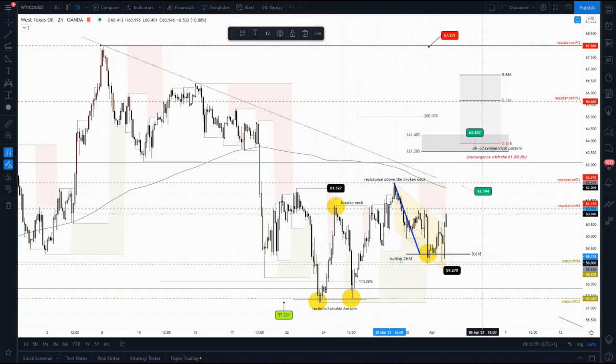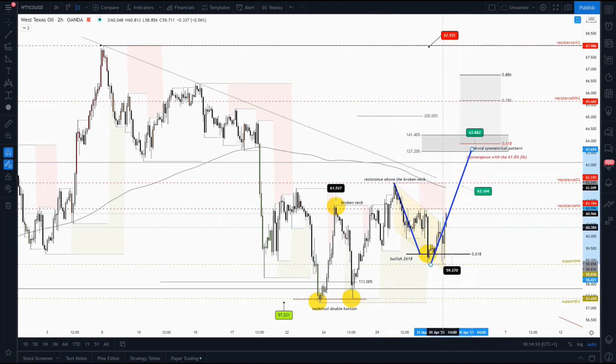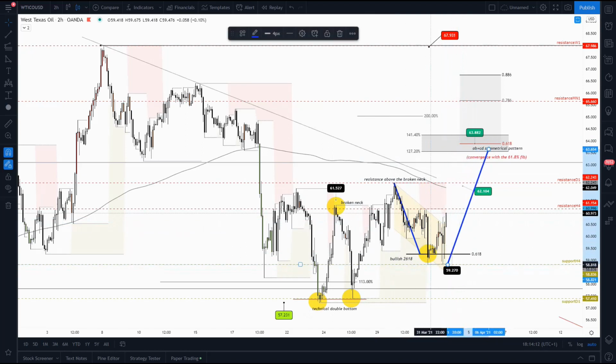The 61.8% Fibonacci retracement, 61.8 as potential support in this case. So this completes the bullish 26-18 trade setup, and the default target for that pattern, as always, a symmetrical ABCD pattern projected from the low. So we need to identify these lows.